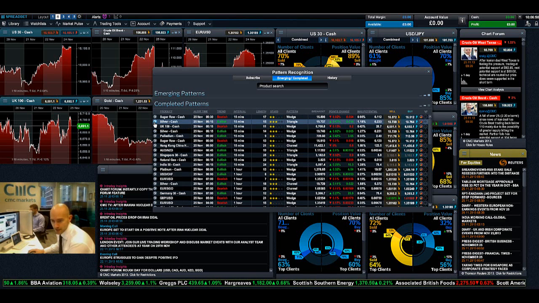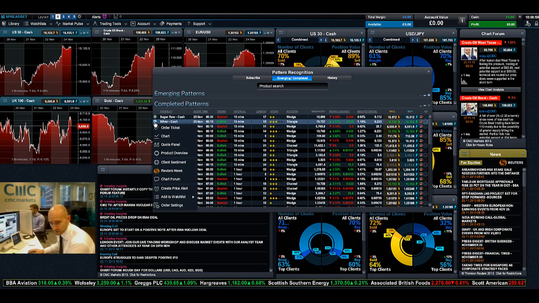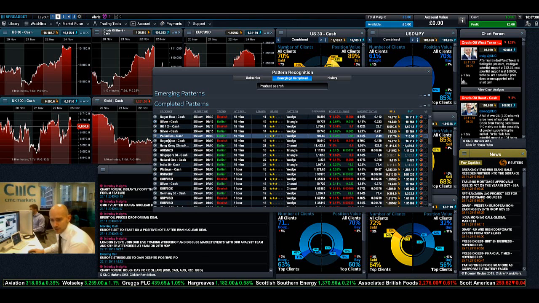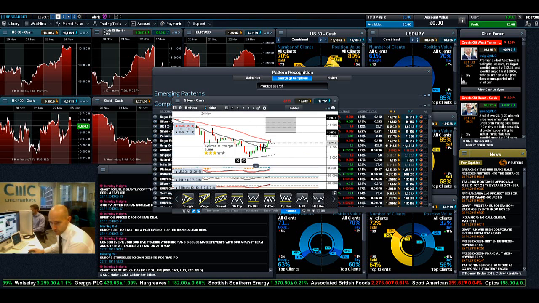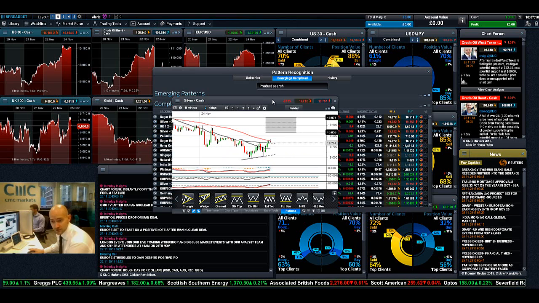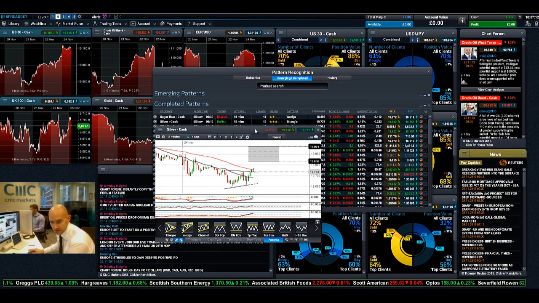So if we have a look at silver, for example, I'm going to open up a chart right there, and I'll run through what all the different columns mean on here. As you can see there, the difference in this instance is that you've got your resistance, you've got your support, then you've got a price projection box. So let's have a look at silver in more detail.